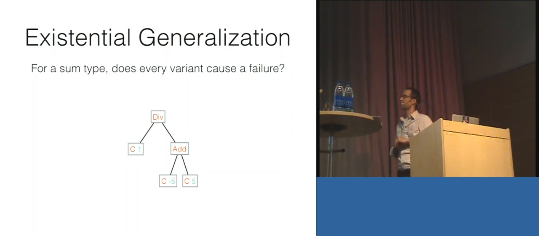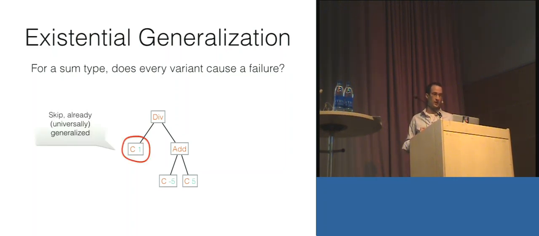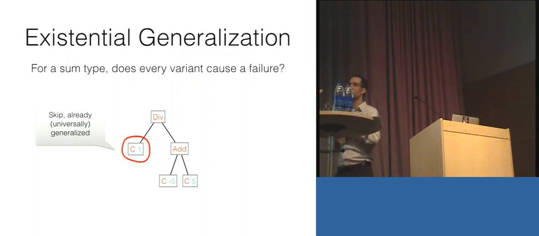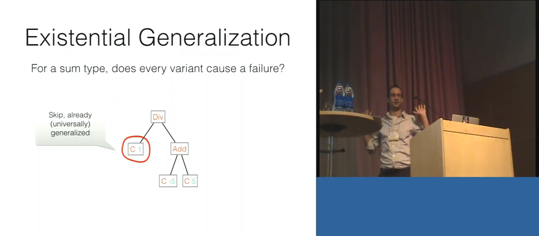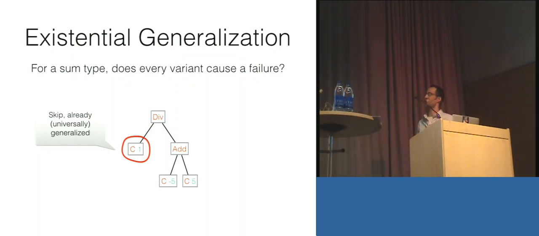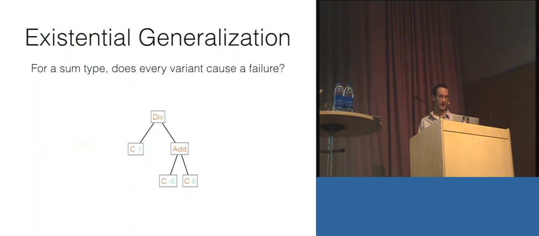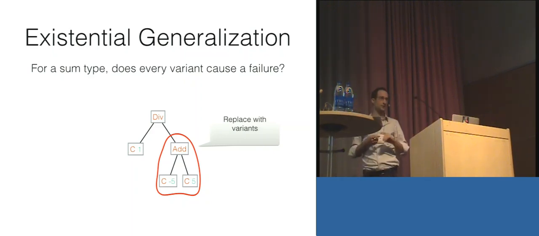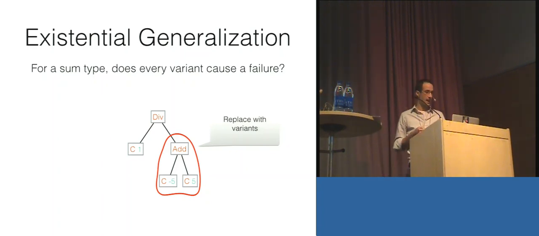So what we're going to do is, again, breadth first search through the counterexample. And actually, one point I want to make is because the universal generalization is stronger than this existential generalization, if I've already generalized a subterm, I'm just going to skip it. So we've already generalized this on the previous slide, so let me skip this subterm. We'll go to the next subterm. And I'm going to replace this with all possible variants from the type. So this is constants, addition, division.